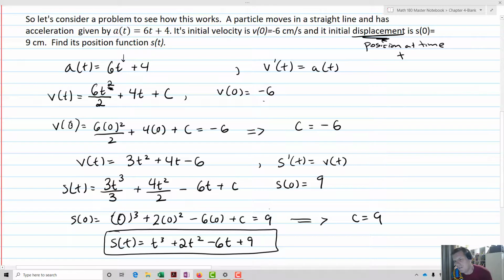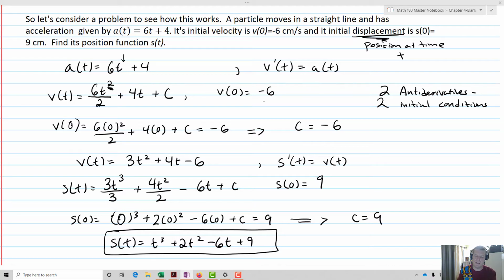Your position functions might be a little bit more complicated. We might have to do some more things with them. But basically, that's the idea. If we're given acceleration, to get to position, we're going to take the antiderivative twice, and we're going to need 2 initial conditions. 2 antiderivatives, 2 initial conditions, all right? If we're given velocity, then we're only going to have to take the antiderivative once, and we're only going to need 1 initial condition. And this ends the lesson.